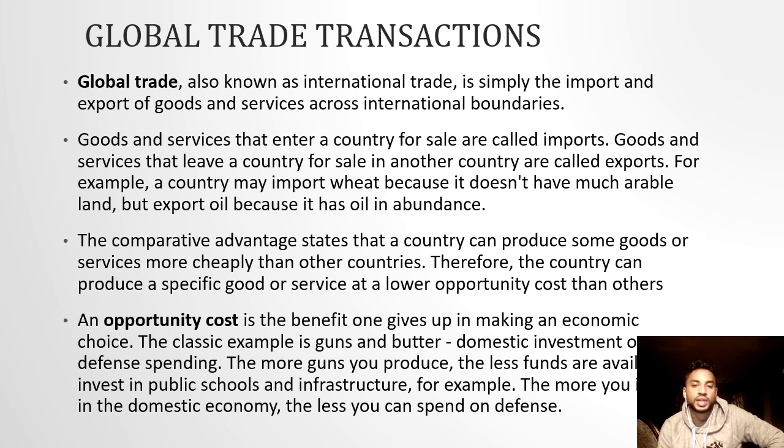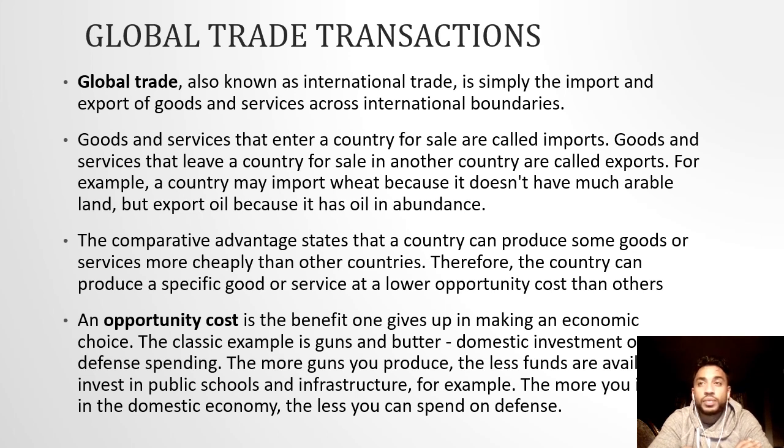Comparative advantage means a country can produce some goods or services more cheaply than others, right? An opportunity cost is the benefit one gives up in making an economic choice. The classic example is guns and butter: domestic investment versus defense spending. The more guns you produce, the less funds are available to invest in public schools and infrastructure.